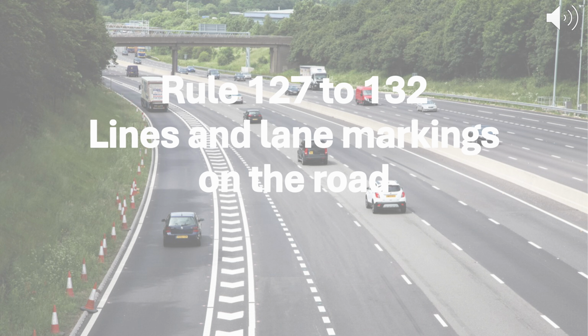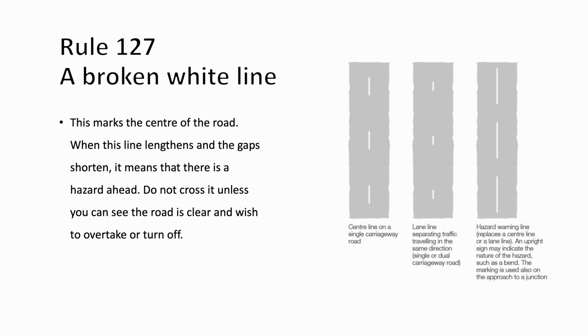Lines and lane markings on the road. Rules 127 to 132. Rule 127. A broken white line. This marks the centre of the road. When this line lengthens and the gaps shorten, it means there is a hazard ahead. Do not cross it unless you can see the road is clear and you wish to overtake or turn off.